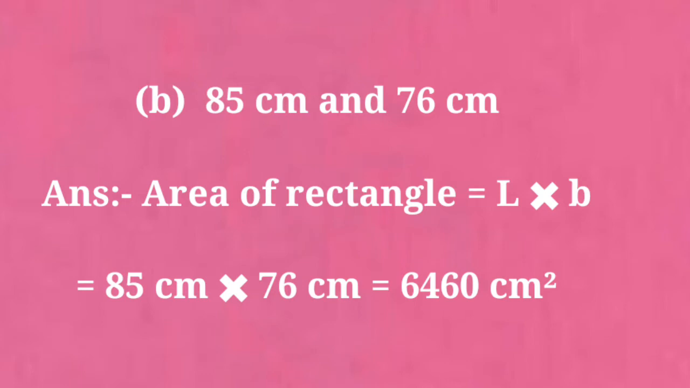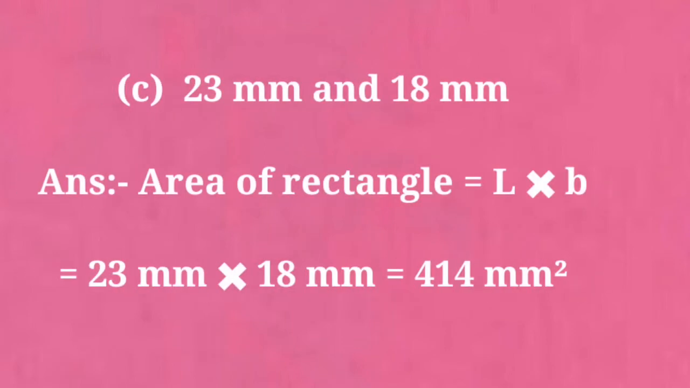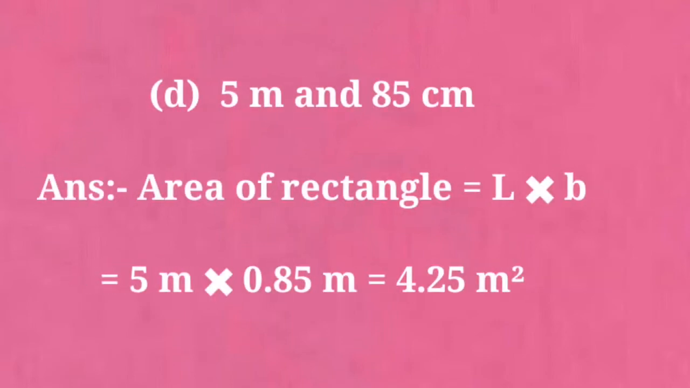On multiplying, we get the answer 6460. Similarly, C part, we have 23 millimeter and 18 millimeter length and breadth. Now let's multiply, we get 414 meter square area. D part, 5 meter and 85 centimeter. Now let's convert 85 centimeter into meters by putting the decimal leaving two digits. So here 5 meter multiplied by 0.85 meter, which gives us 4.25 meter square.